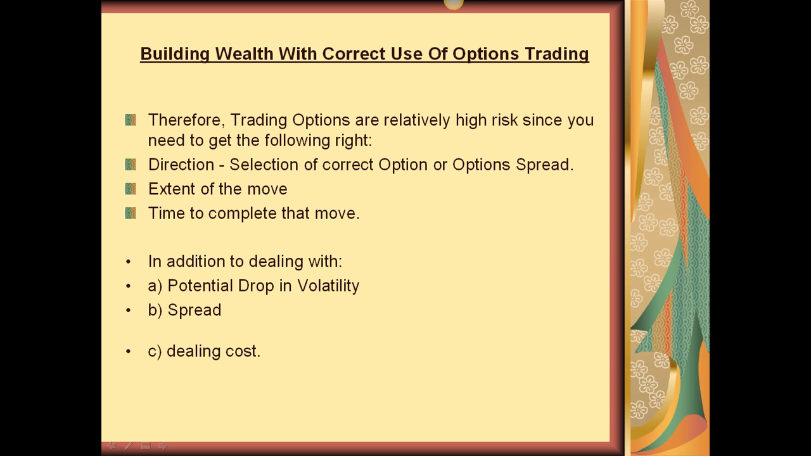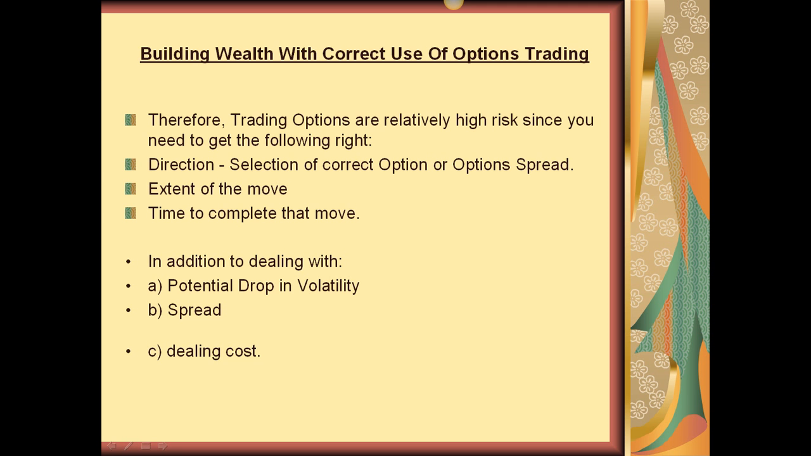How long will it take for that move to transpire? And hence, this will help you to decide what length of contract you should consider. So these three things are quite difficult: getting the direction right, how far it's going to move, and also getting right how long it's going to take for that move. But in addition to that, we also have a pitfall of volatility drop. As I mentioned earlier, just before an earnings announcement, the implied volatility could be very high, and immediately after the earnings announcement, implied volatility will begin to drop rapidly.